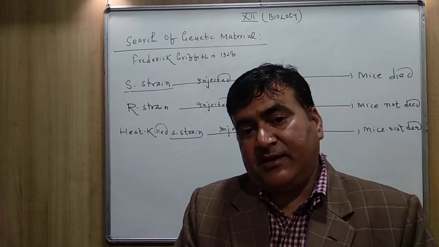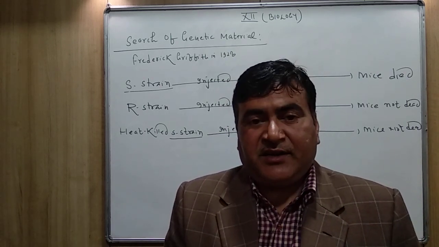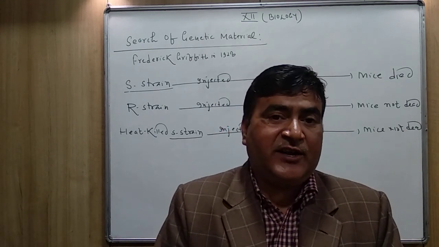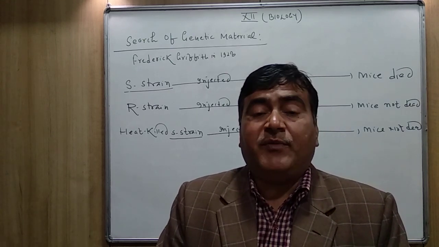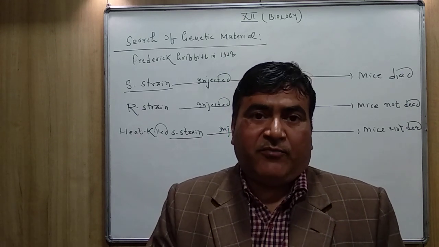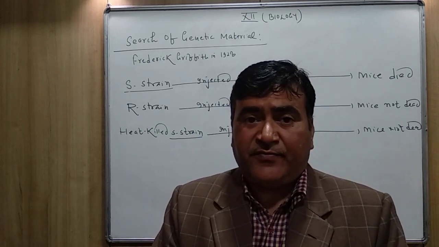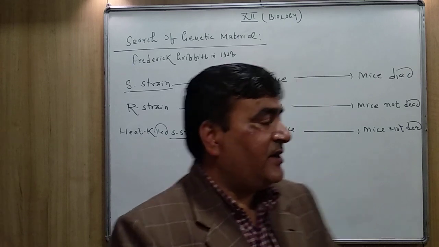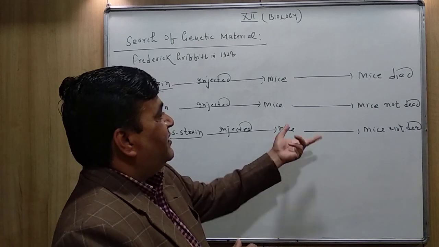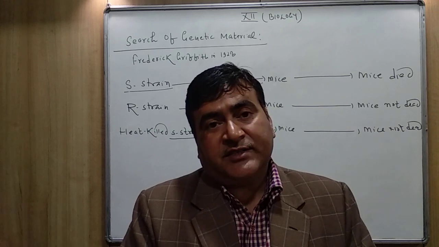And how was it possible? When anything is heated, definitely the bacteria, this S strain, or you can say the virulent strain, may be killed. And when it is killed, when all the components are separated, it will be no more pathogenic, no more virulent, and that's why there will be no effect of this strain after heating, and the mice will remain alive.